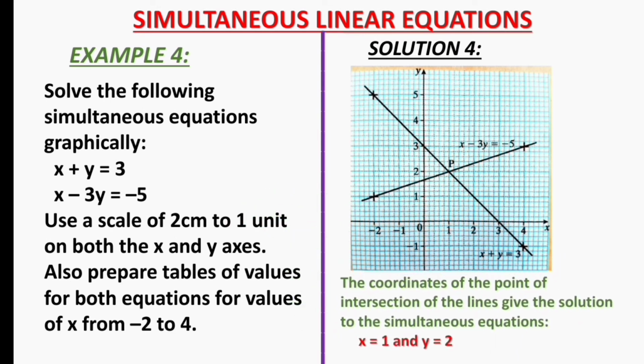The coordinates of the points of intersection of the lines give the solution to the simultaneous equations. From the graph, x is equal to 1 and y is equal to 2. I hope the solution to example 4 is clear to you.